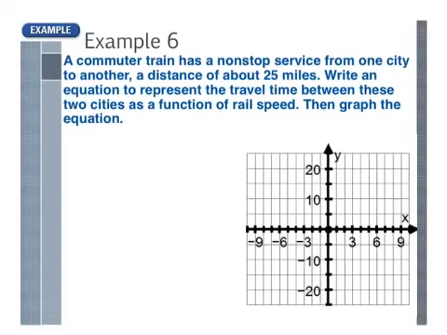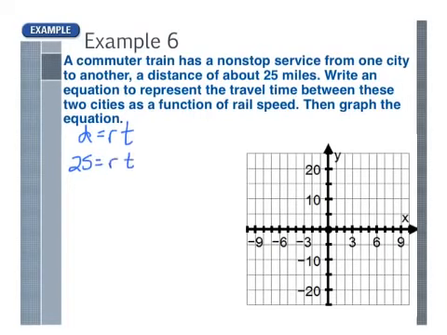And our last example. We have a commuter train with nonstop service from one city to another with a distance of about 25 miles. We're going to write an equation to represent the travel time between the two cities as a function of rail speed, and then we're going to graph the equation. So, since we're talking about distance and rate, we need to use the DIRT formula. Distance equals rate times time. And the distance is 25 miles. So we have 25 equals rate times time.